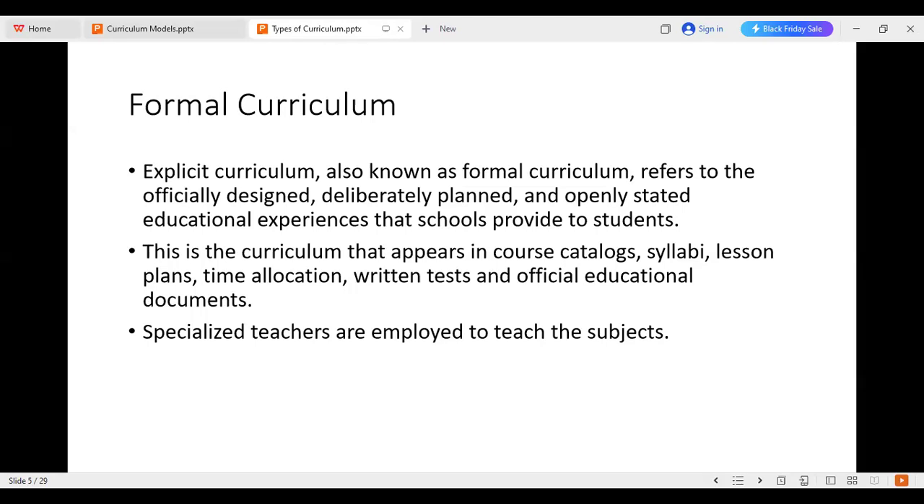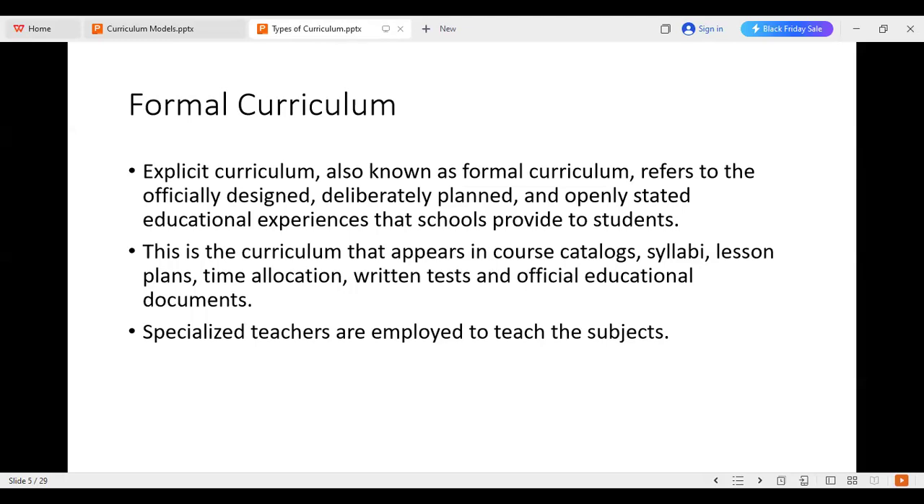Written test. You can see now the advanced level exam is going on. At the end of the primary cycle, we have the grade 5 scholarship examination at national level. At the end of the junior and senior secondary cycle, we have the GCE O level examination. At the end of the advanced level, we have the GCE advanced level examination. That is a characteristic of formal curriculum.